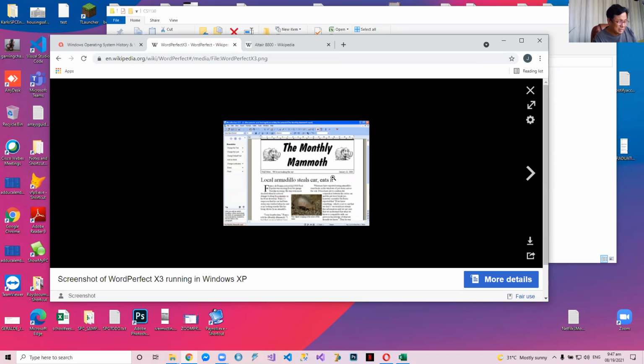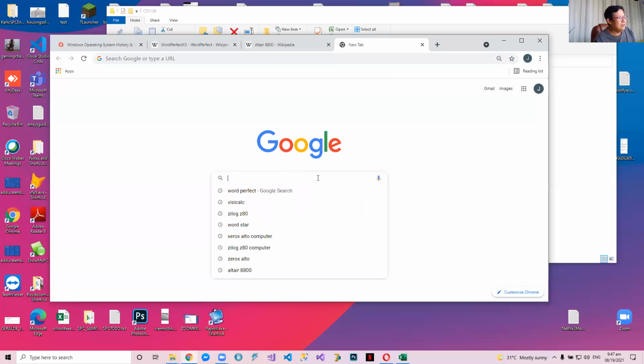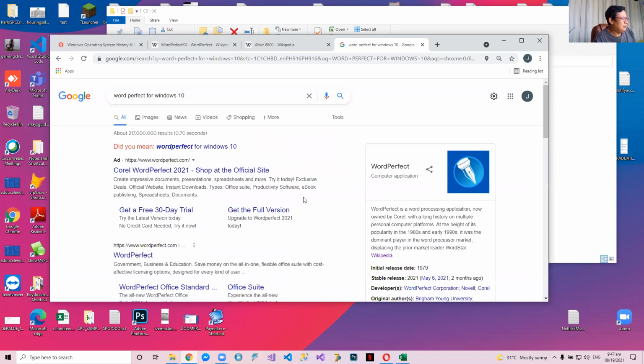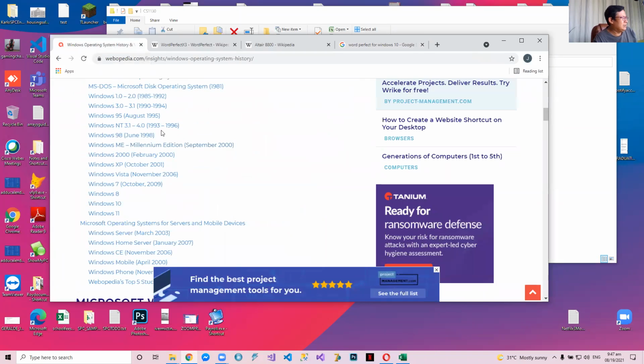It's still running even in Windows XP. Do we still have WordPerfect now? Can we Google WordPerfect for Windows 10? Do we have that? Yes, it's under Corel. WordPerfect is under Corel now. So WordPerfect, WordStar, VisiCalc, these are the first computer programs.